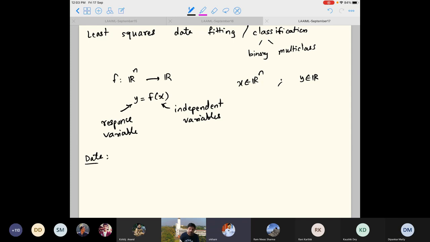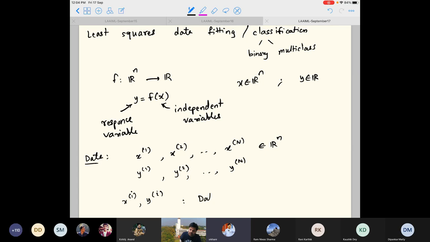So I will denote it as x1, x2 up to xN. All these are actually vectors in Rn. So capital N number of things, and corresponding to this I am given these observations y1, y2 up to yN, right? Sometimes we'll call x1, y1 to be xi, yi. Let us say this is the data pair, the measurement pair or observation pair. So corresponding to these values of x, this is the value of y, right? That is what we have.